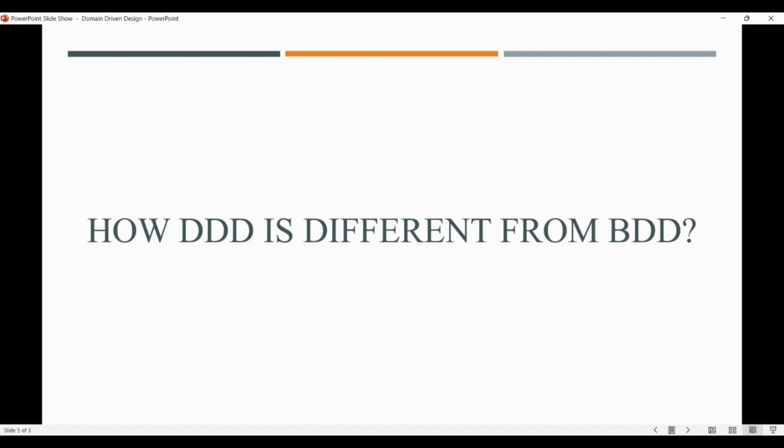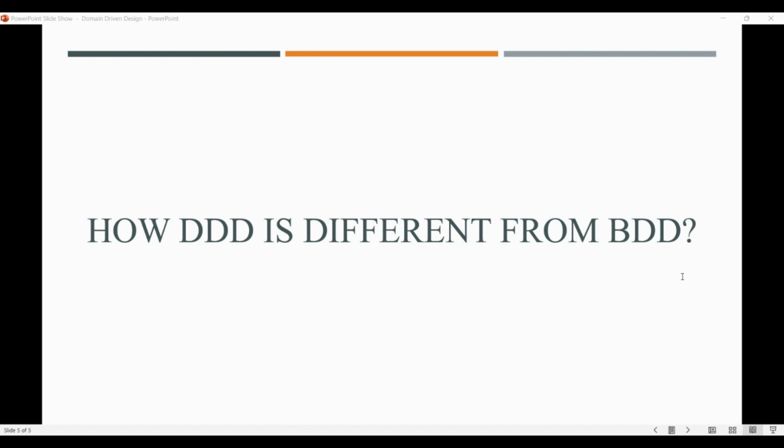Generally, when we talk about DDD, we also talk about BDD, behavior driven development, a development approach that is closely related with DDD but has a slightly different focus. BDD is focused on specifying and testing the behavior of the software rather than its implementation. It is based on the idea that software development should be driven by the desired behavior of the system rather than the technology or implementation details.